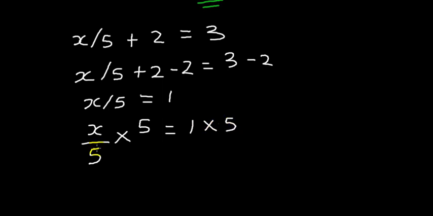Okay, 5 goes in here, 1. 5 goes in here, 1. So we're left with x. 1 times 5 is 5. Okay, x equals 5. Remember, in algebra, what we are after is to have something like this: x equals whatever the result may be. So that is algebra for you.